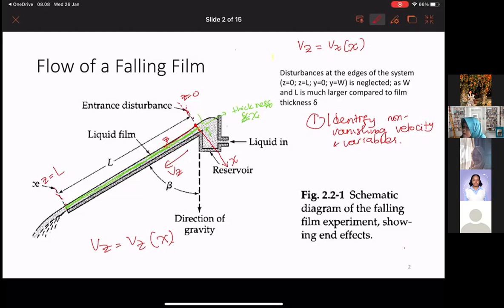Okay, and then how about vx? Do we have vx? That is the velocity moving in the x direction. Do we have a fluid moving in the x direction?